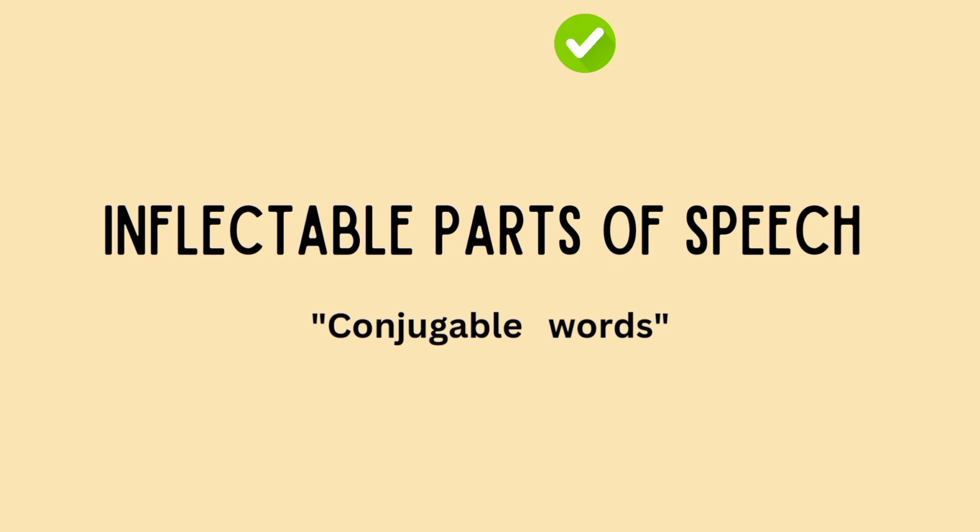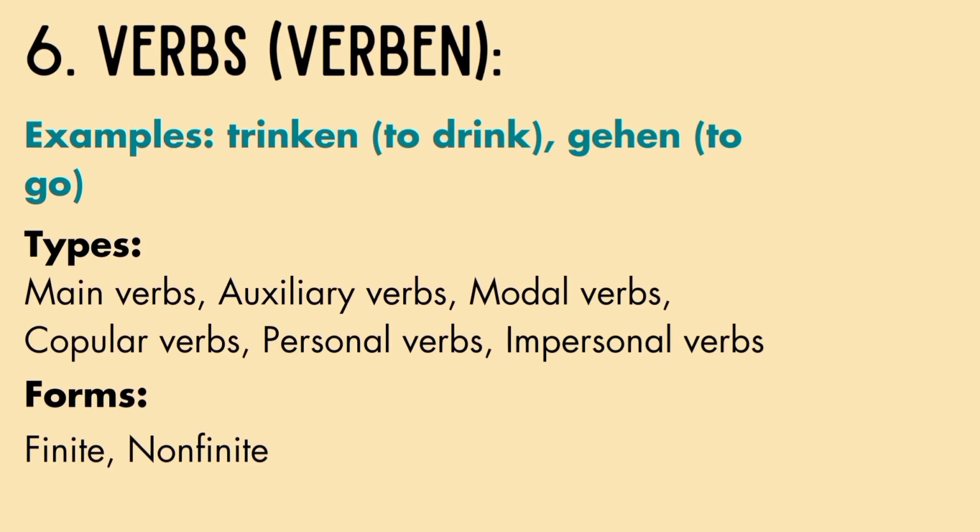Now, the part of speech we are going to talk about are inflectable conjugable words. So here we have verbs, which we call verben in German language. So we already know that verbs are action words. They describe any action happening. So same is the case in German language as well. We have some examples. One is trinken, which means to drink. Gehen means to go.